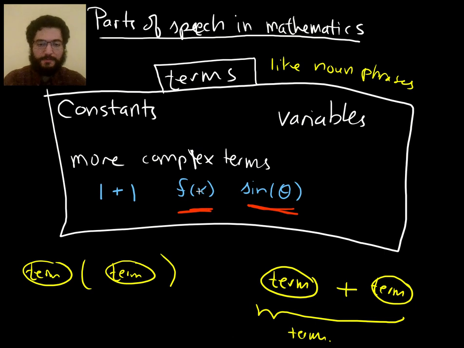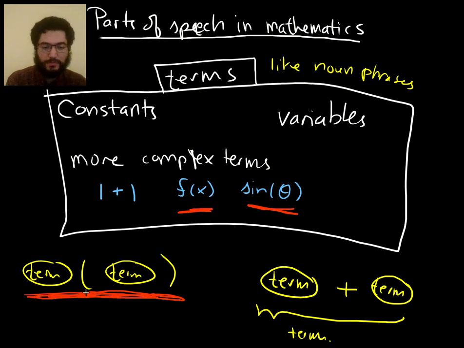So f of x is a term because f is a term since it's a variable, and x is a term since it's a variable, and we have followed the grammar rule described here. And sine of theta is a term because sine is a term since it's a constant, and theta is a term since it's a variable. And we have followed the grammar rule written down here.